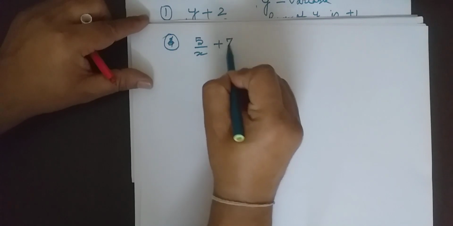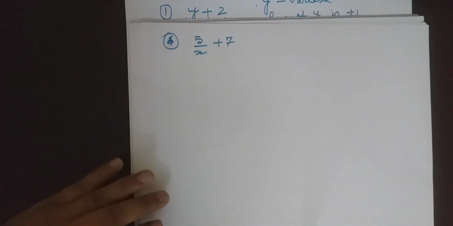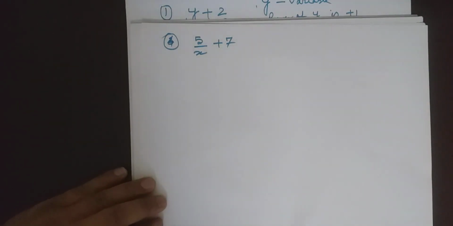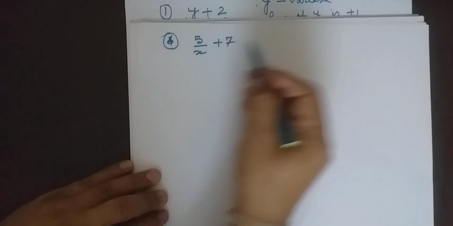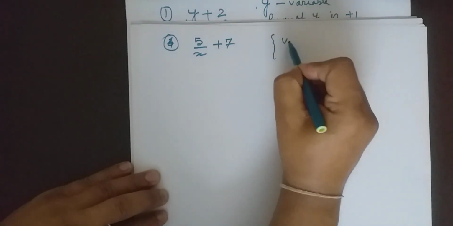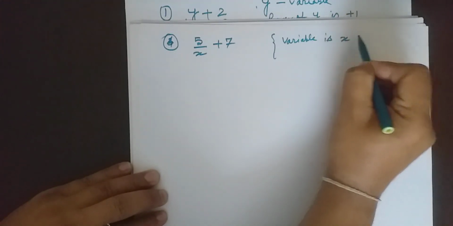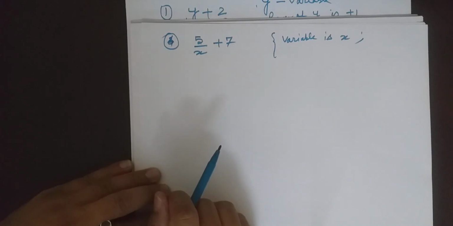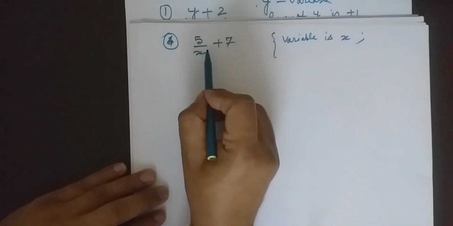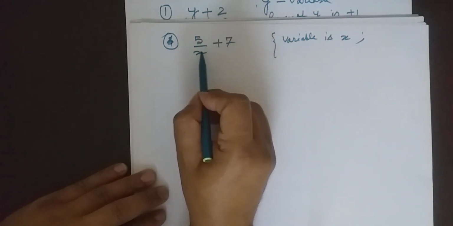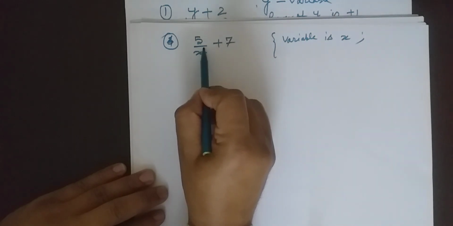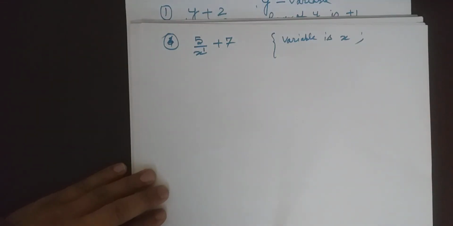Say I am writing 5 divided by x plus 7. Now what is the variable here? Here the variable is, no doubt, x. But what about the power of x? Some of you would hurriedly deduce that the power of x is 1. But is it so?